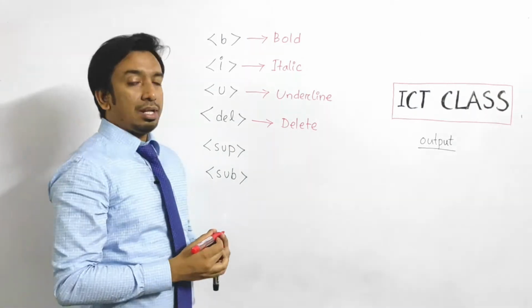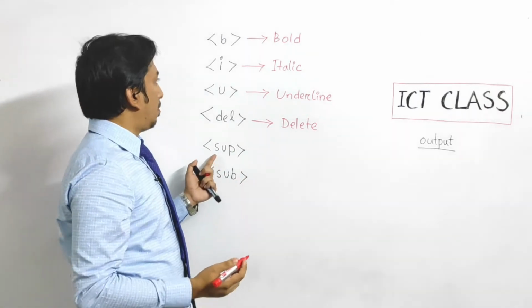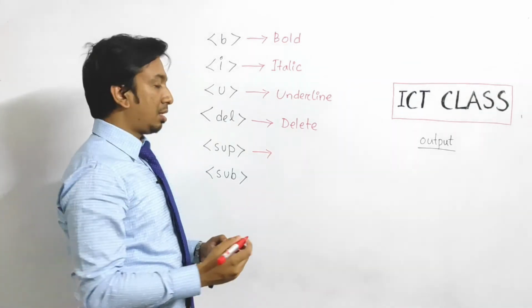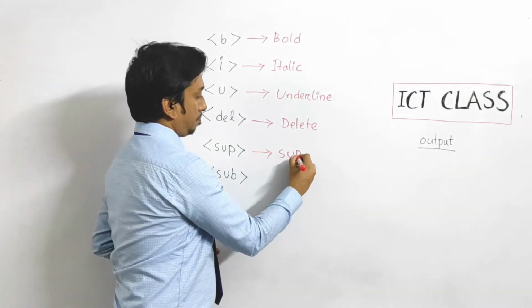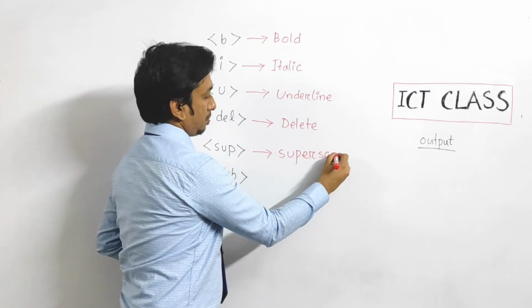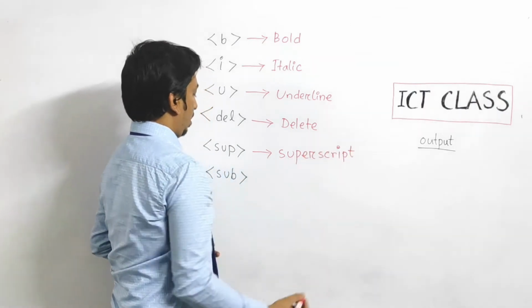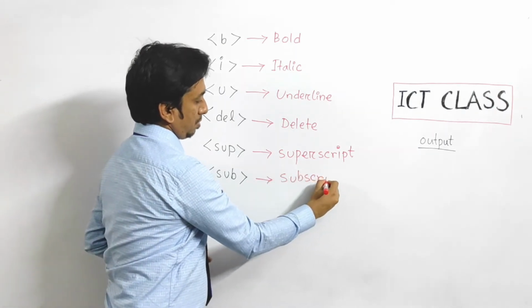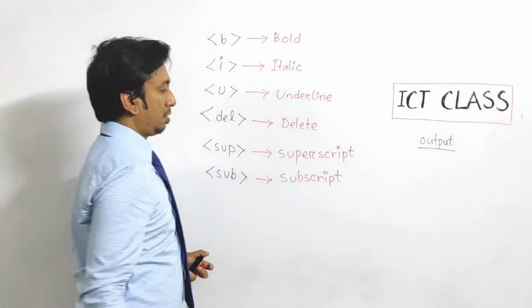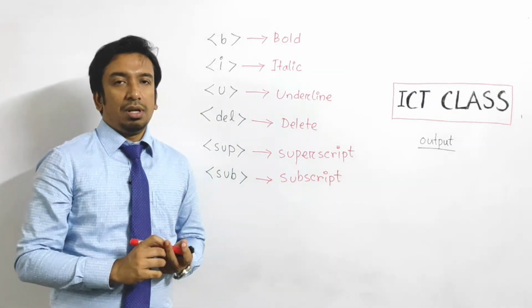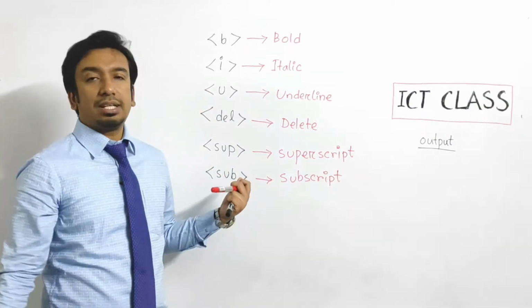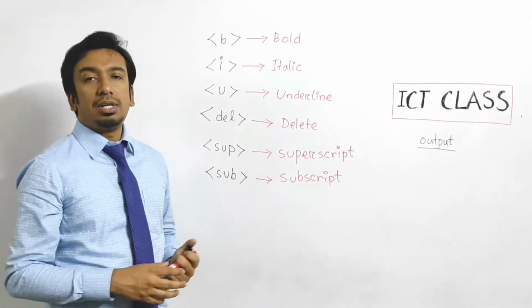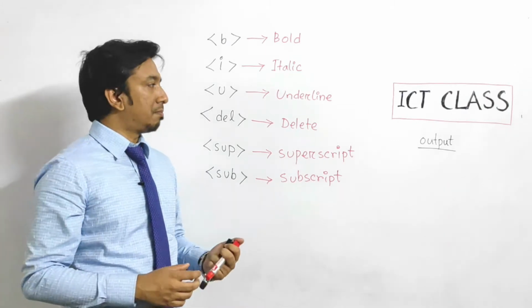And the fifth one is sup, S-U-P, that means superscript, and the last one is subscript. So we will see in detail how to use the bold tag, italic, underline, subscript, and also the delete tag. Okay, so let's see.